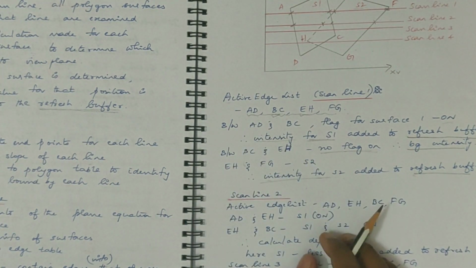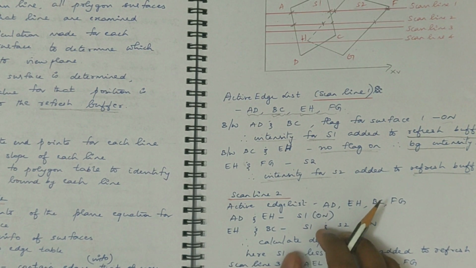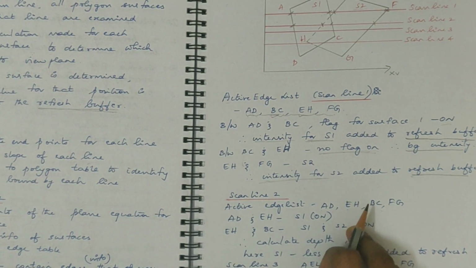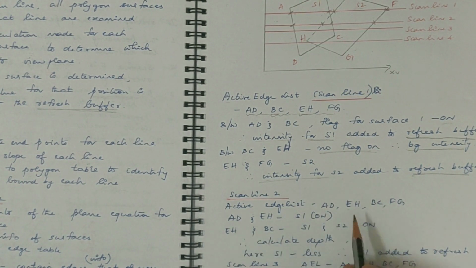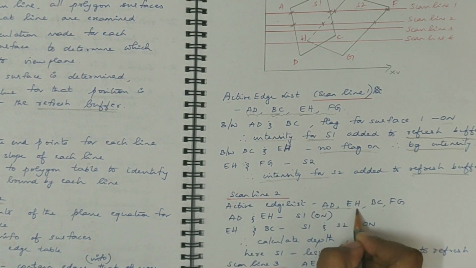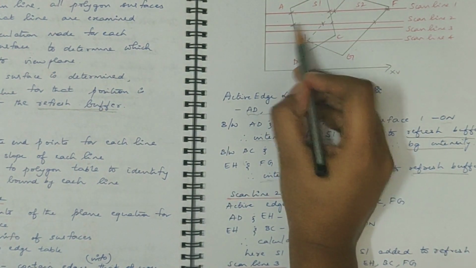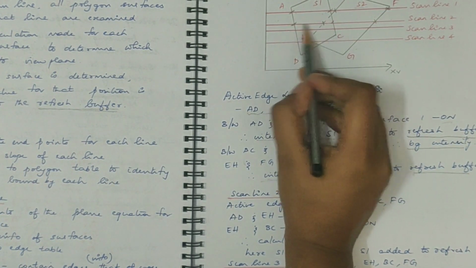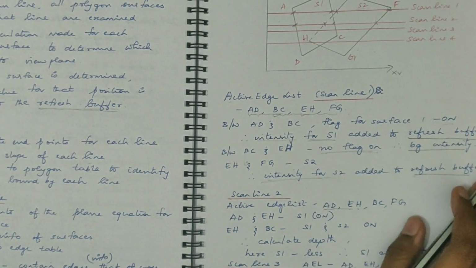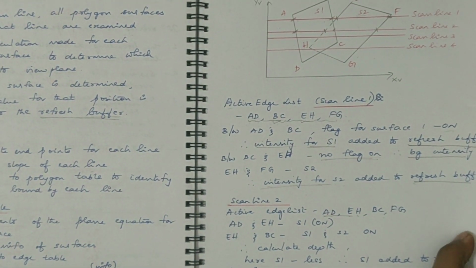The order is different. So if it is different, then you have to again process whether you have any depth overlapping coming. Here you will start with between AD and EH. Between AD and EH, you only have a single surface coming, so the surface intensity for S1 will be added to the refresh buffer.